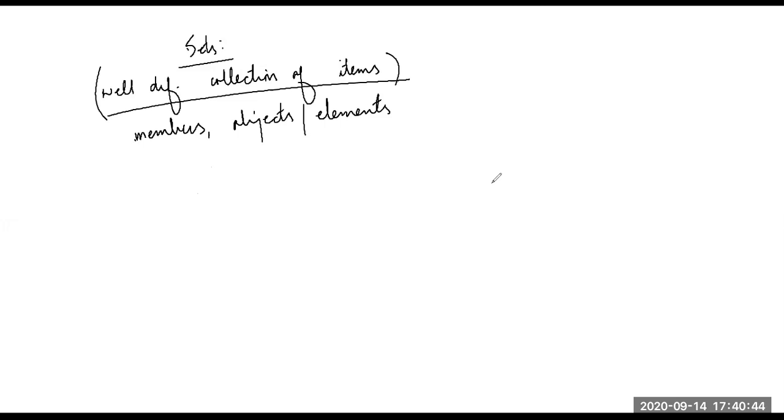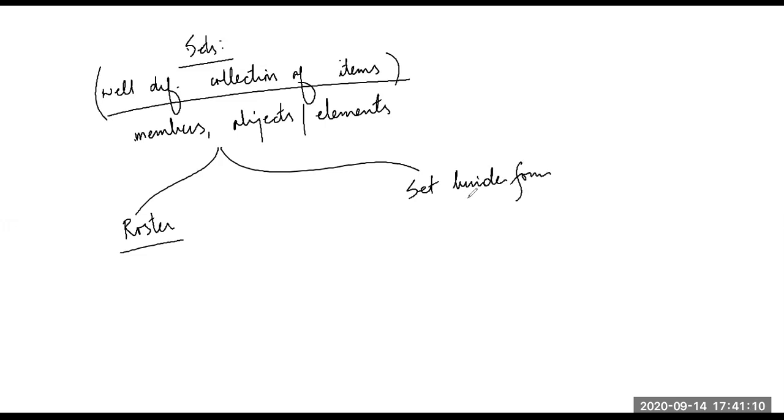How do we represent a set? Means how do we represent the numbers, objects or elements? How do we represent a group? Set is a group. So there are basically two ways to represent a set. One way is roster form and the other way is set builder form. Now, let's discuss roster form.